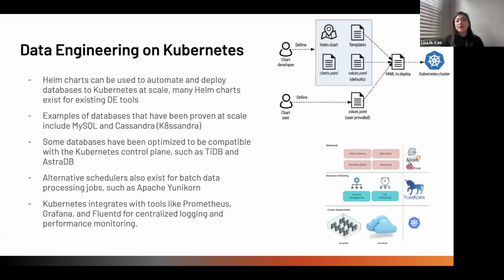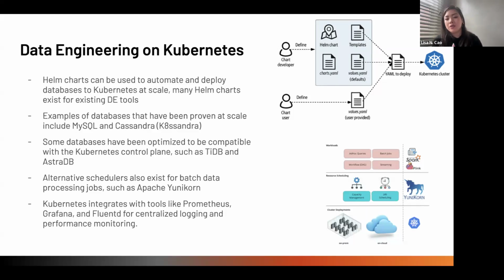Data engineering on Kubernetes. So of course you can use Helm charts to define and configure and deploy your different data engineering applications and pipelines. And then you're also able to do the same thing with a lot of databases. Not all databases are deployable to Kubernetes, but some that have been really proven at scale include MySQL, Postgres, Cassandra. Some have been specifically curated just for Kubernetes deployments. This includes TiDB and AstroDB as well.